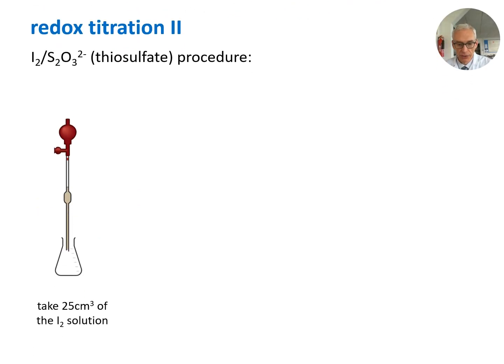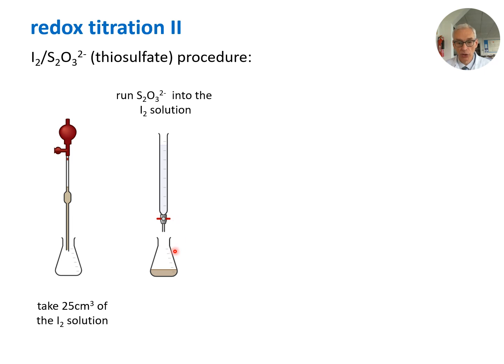So let's look at the procedure for an iodine thiosulfate titration. Starting with a solution of iodine formed by adding excess iodide ions to an oxidizing agent, take 25 centimeters cubed of the iodine solution. So we'll use a volumetric pipette for that. Place those into a conical flask. Place the conical flask underneath a burette which has a solution of known concentration of sodium thiosulfate, for example. Run the thiosulfate into the iodine solution.